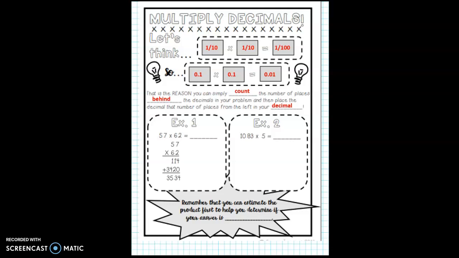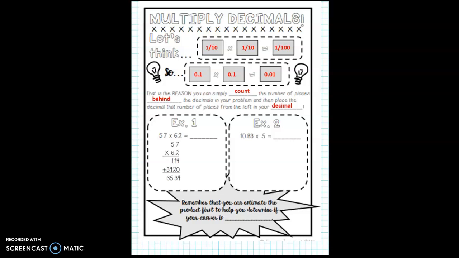Then put a 0 down as a placeholder, and you're going to take 6 times 7, then 6 times 5, which gives us 3,420. Add the two rows together, 3,534. That is nowhere near 36, but we haven't put the decimal in yet.